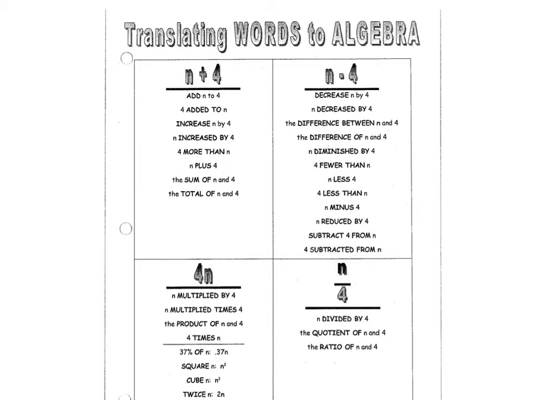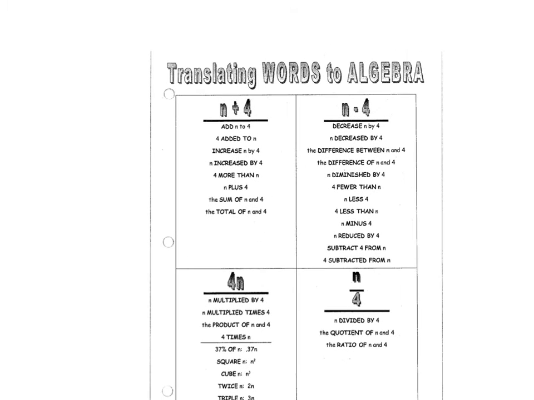So if you take a look at the first page here, which is page 3, you will notice that there are 4 boxes, and within each box, they are showing you the different operations. So we have addition in the upper left, we have subtraction, we have multiplication because they're right next to each other, and then we have division. Underneath each of those are all of your key words. So you have add, added to, increase, and so forth.